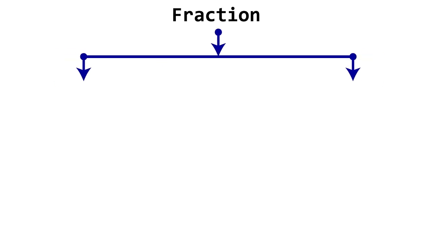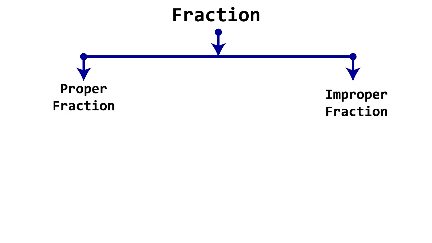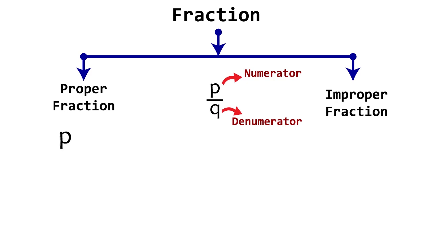However, fractions can be divided into two parts. The first one is proper fraction and the second one is improper fraction. Let's take again a general fraction P by Q, where P is a numerator and Q is a denominator. A proper fraction is a fraction in which the numerator is less than the denominator. For example, we have fractions 1 by 4, 7 by 9, 3 by 4.